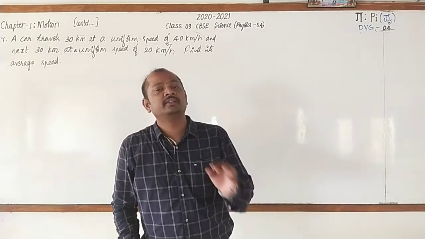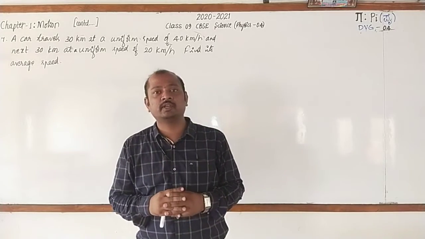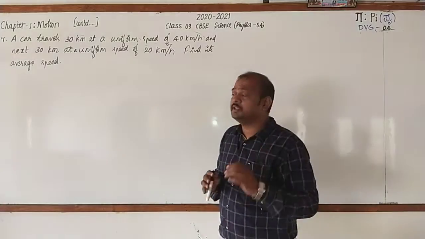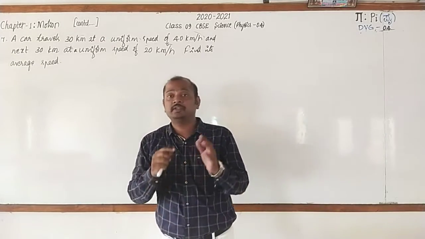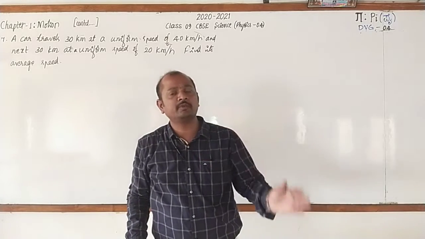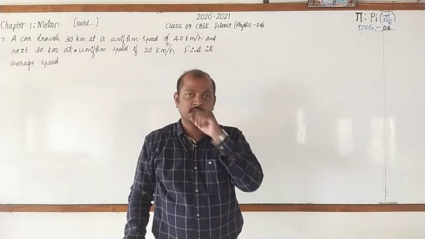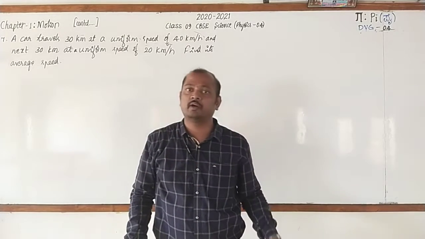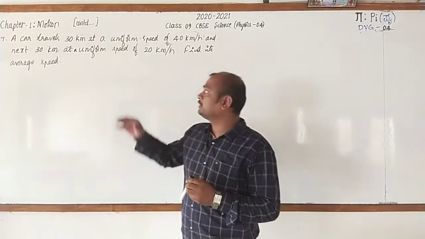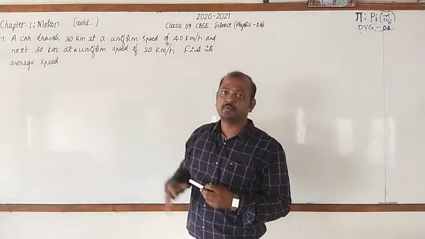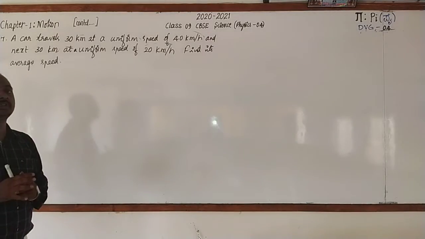Dear students, in the last class we were discussing the chapter motion. Now let's continue. Today is the fourth period of the chapter motion. Yesterday we completely focused on numerical problems on speed and velocity, in addition to average speed and average velocity. And one more important type of problem is there. I have written it on the board. Now let us solve this, observe the board and listen to me carefully.